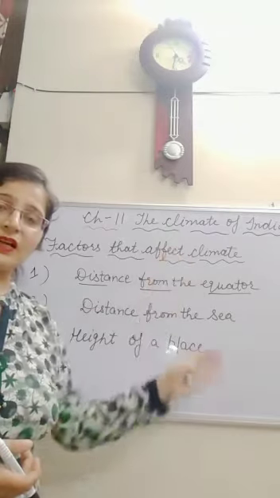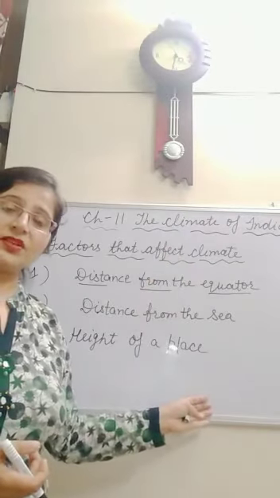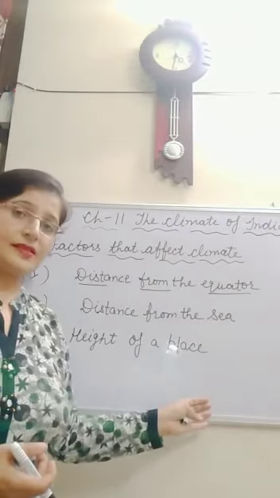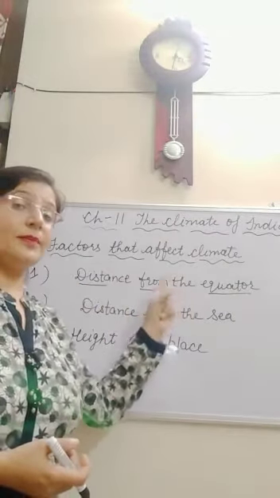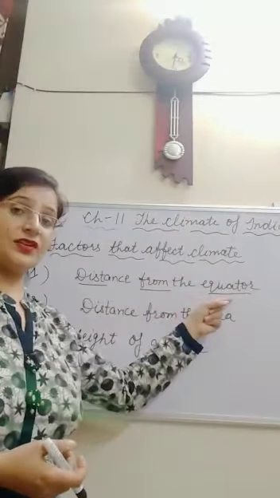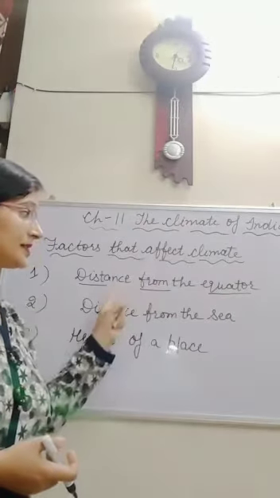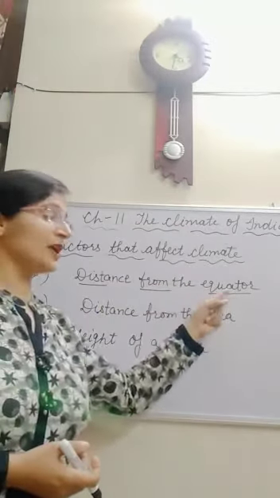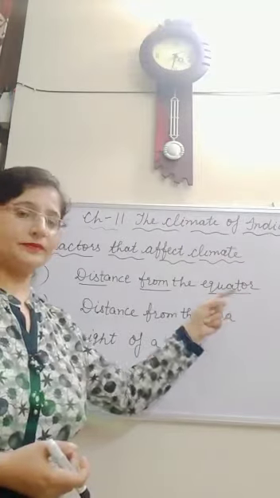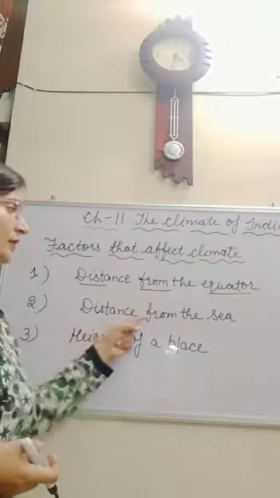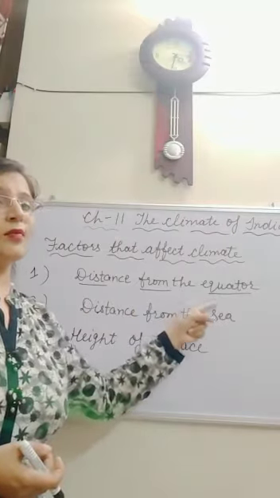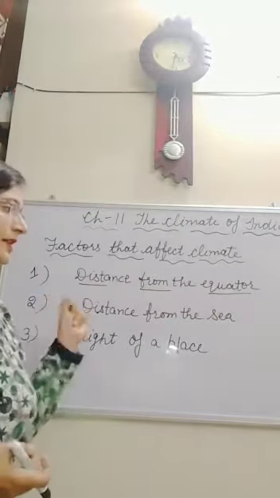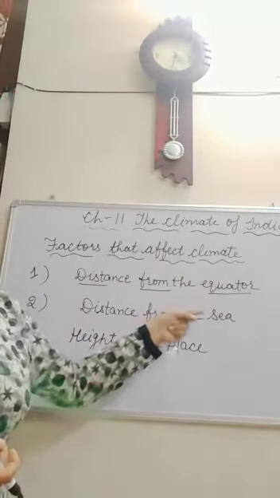Okay. So these are the various factors which affect the climate of a place. Number 1, we have discussed distance from the equator. Places which are nearest the equator, they are hotter, and the places which are very far away from the equator, they are cooler. Next is distance from the sea. Places which are nearest the sea, they have a moderate climate.